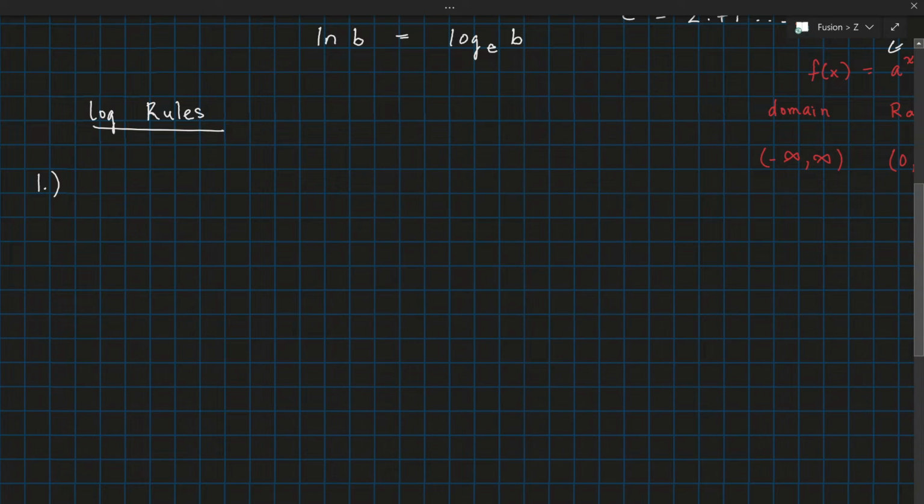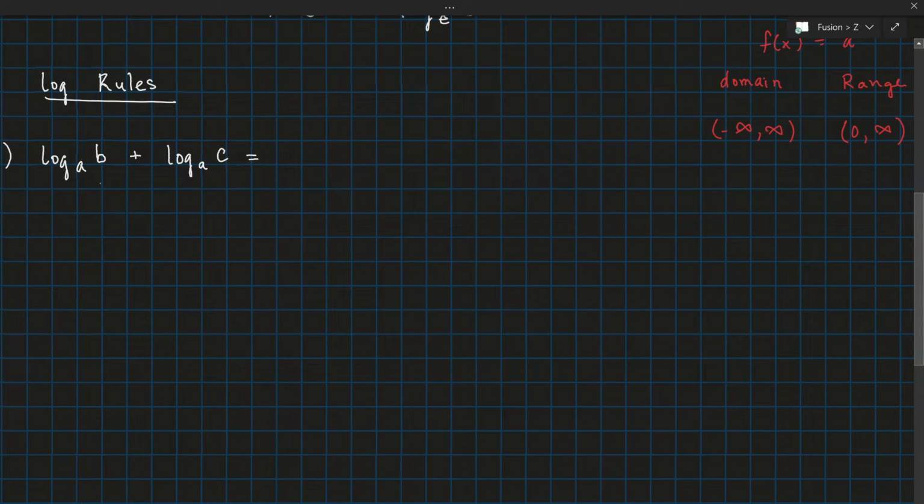So the first one is if you have log base A of B plus log base A of C, then you can combine those, you can condense that, and it becomes log base A of B times C. Now, the important thing here is the bases must be the same. If they're not the same, you can't do it.